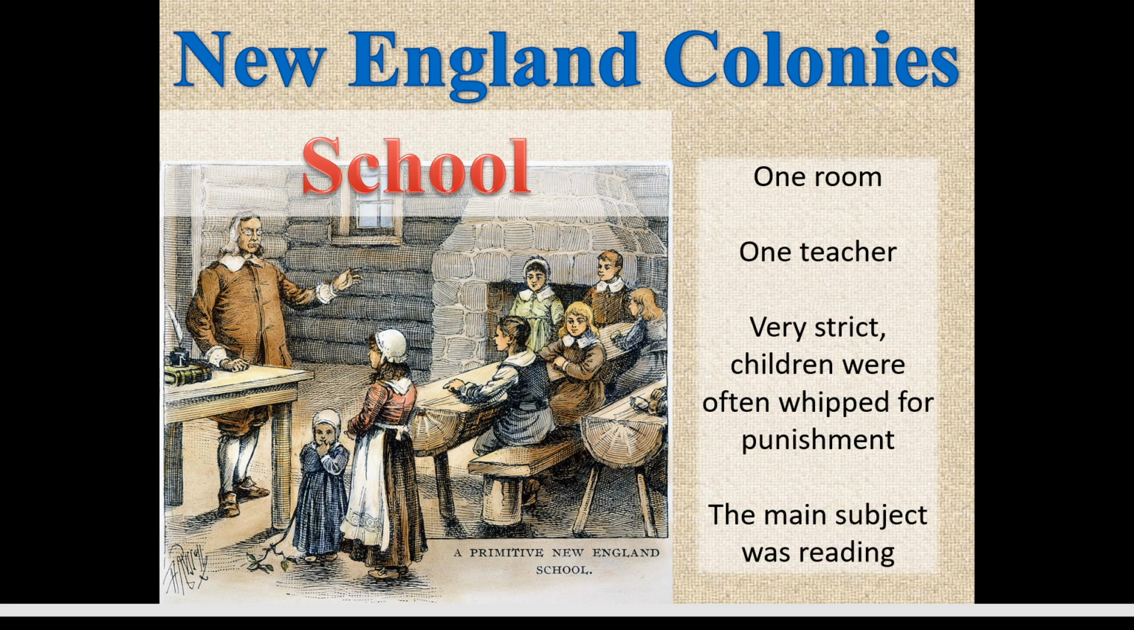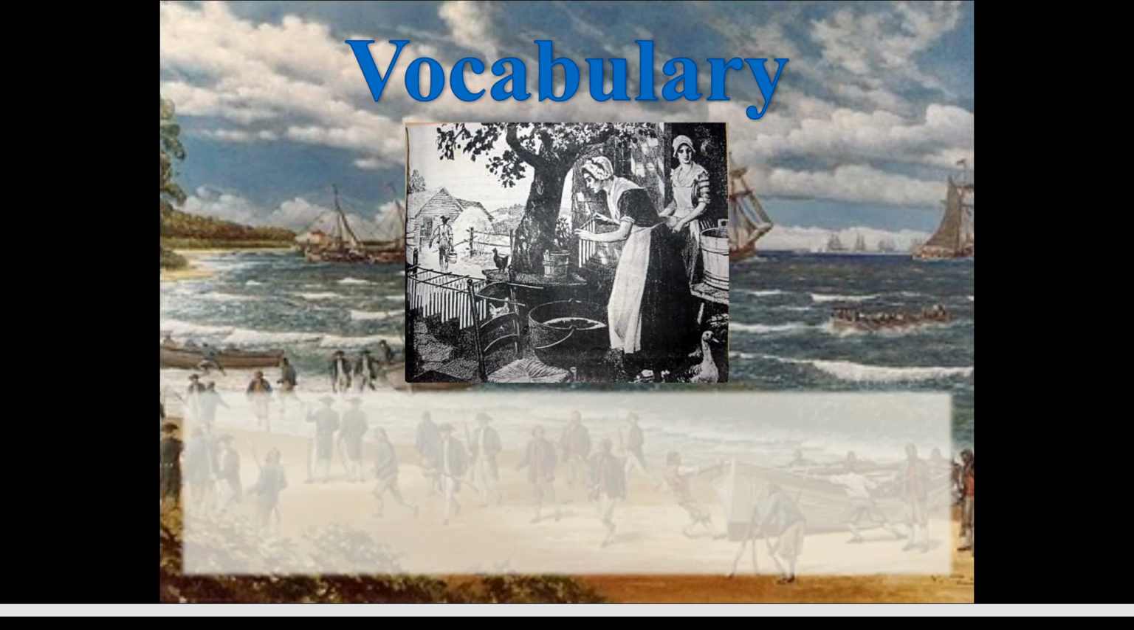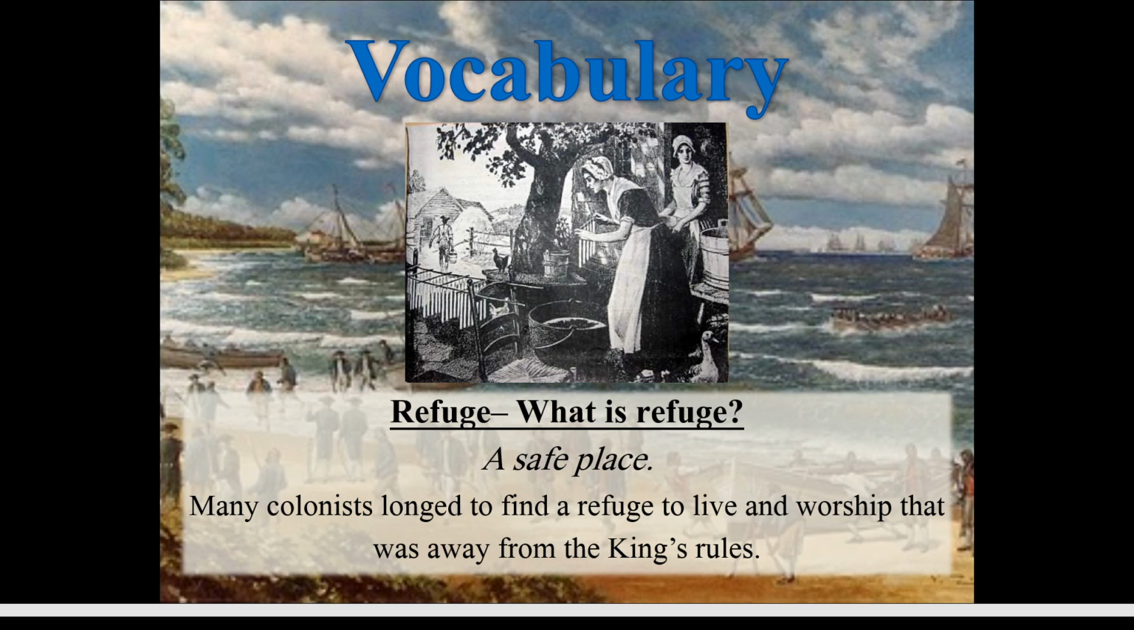All right. So moving on, the middle colonies. All right. So in the middle colonies, before we start, we also have some vocabulary. So the first word is refuge. So refuge is just a safe place. It's when you're running away from something. It will be like a place where no one else can touch you. Okay? So many colonists longed to find a refuge to live and worship that was away from the king's rule. So as you can see, the example we have here, many of the colonists were running away from the king's rule and they found refuge in America. So America was like a safe place for them.